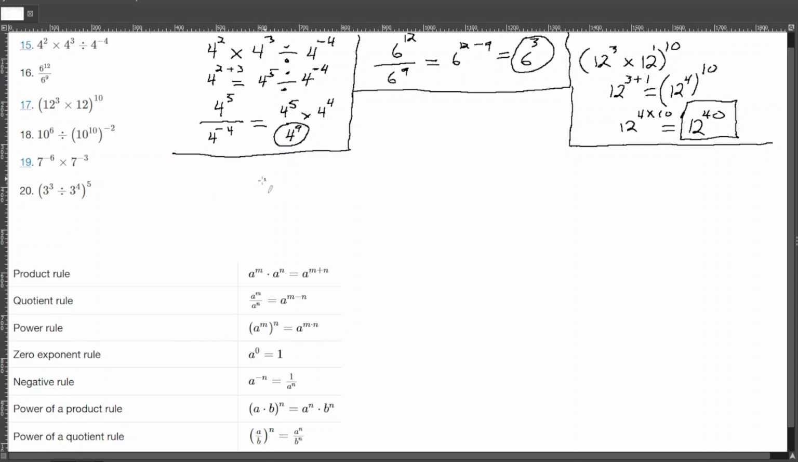Next we have 18, which says 10 to the 6th power dividing, well, let's just put it as a fraction right away, dividing 10 raised to the 10th power, everything raised to the negative 2. Okay, so 10 to the 6, we can't do much to that. But on the bottom, we can multiply these powers. So 10 times negative 2, 10 to the negative 20.